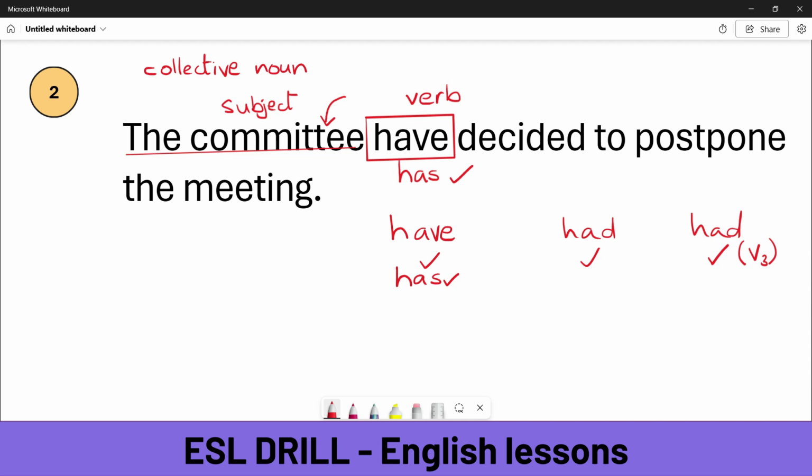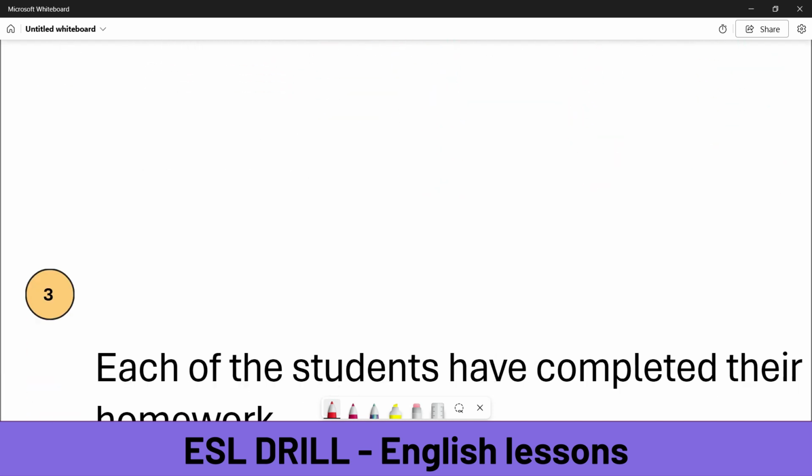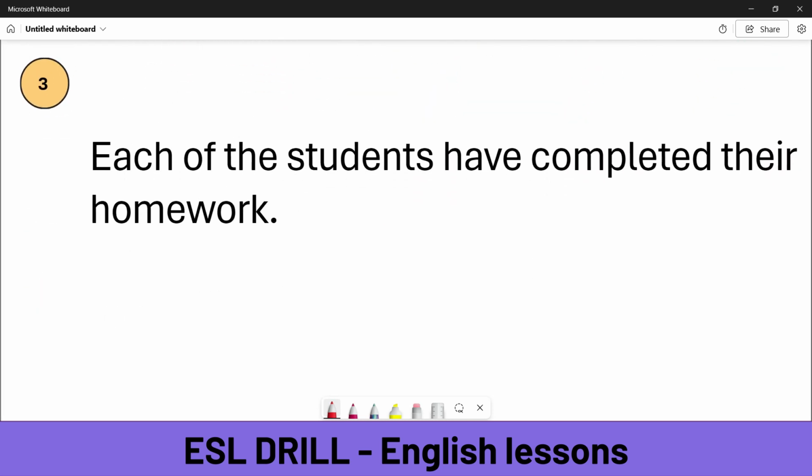And the answer is, "The committee has decided to postpone the meeting." I hope you have understood. Let's move to the third one. Each of the students have completed their homework. So, what do you understand? Are we talking about one person here or more than one person? Actually, we are talking about more than one person.